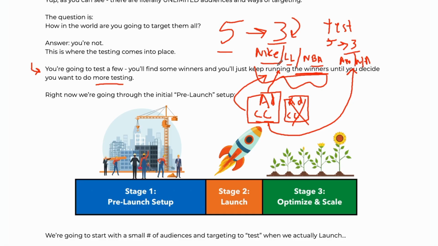So we're going to test a handful, we're going to find the winners, and then once we find the winners, we can either decide to stick with those winners and just run it and then create new copy and creative to put in front of those winning audiences, or we can test new audiences and new targeting and then use the same copy and creative and put it in front of those other audiences that are out there, okay?